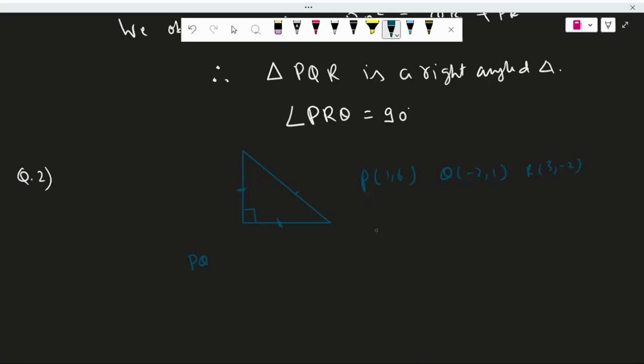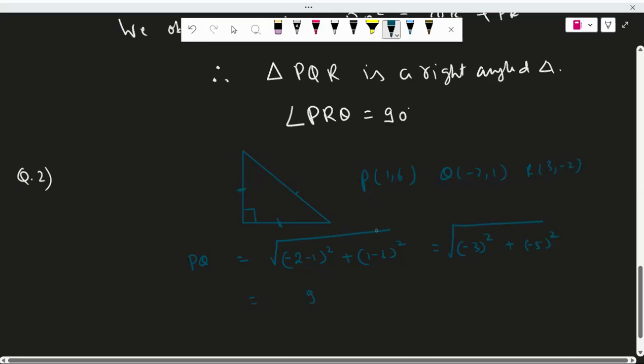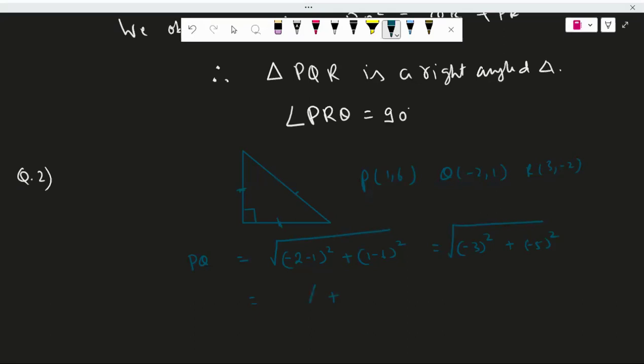PQ will be the square root of negative 2 minus 1 whole square plus 1 minus 6 whole square. So negative 2 minus 1 is negative 3, squared is 9, and negative 5 squared is 25. So it becomes square root of 34.